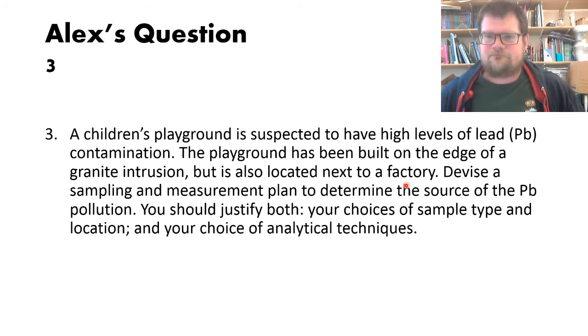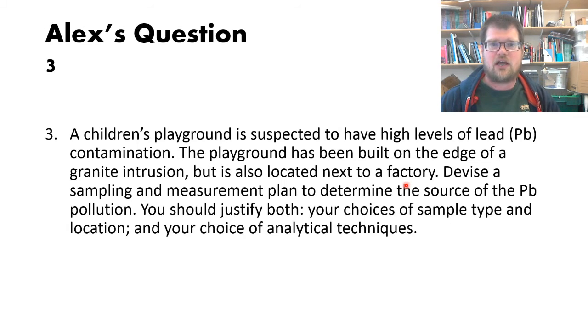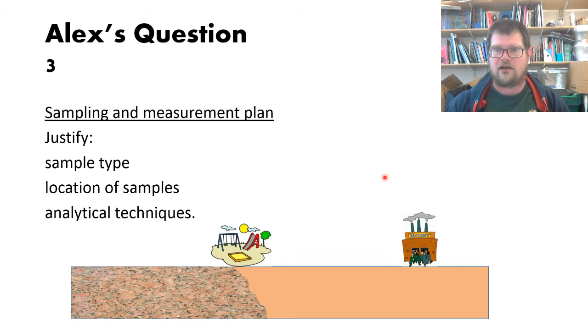Finally, moving on to the last part, question 3, it was the middle question for me. We're really asking you to come up with a sampling strategy and a measurement strategy for determining if the lead contamination in a child's playground is from a local factory. The information you're given is that the playground is built on the edge of a granite intrusion, which might be relevant, but it's also next to a factory. So you need to come up with a sampling and measurement plan.